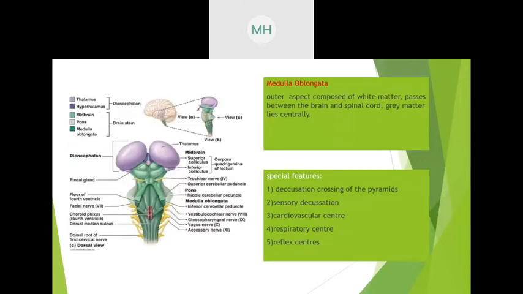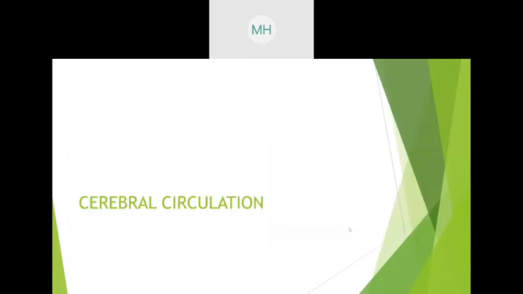And the last part is the medulla oblongata. The outer aspect of the medulla oblongata is composed of white matter that passes between the brain and spinal cord. The features of the medulla oblongata are the decussation from the lower part of the spinal cord at the pyramids, and sensory decussation also occurs here. It is a cardiovascular center, respiratory center, and reflex center.